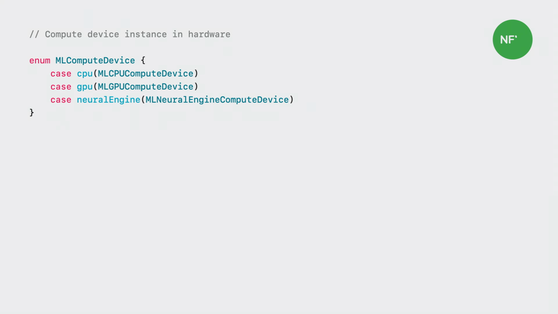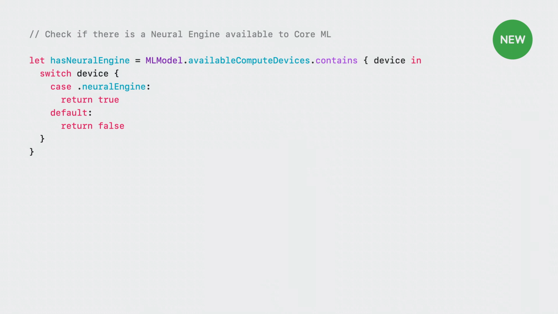There's now a new API for runtime inspection of compute device availability. The ML compute device enum captures the type of compute device and the specific compute device's properties within its associated value. With the available compute devices property on ML model, you can inspect what devices are available to CoreML. For example, this code checks if there is a Neural Engine available. More specifically, it checks if the collection of all available compute devices contains one whose type is Neural Engine.